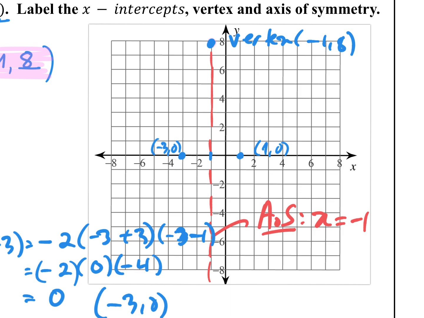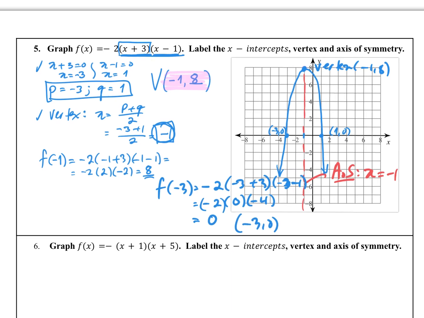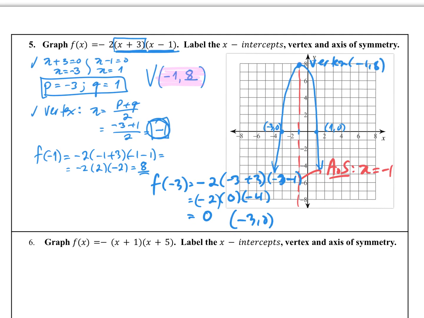Now I can graph my parabola. Okay, so I'm going to start down here. There you go. And on the other side should be smooth. Okay, not perfect, but at least you can see what we are doing here. So this is how you're going to graph functions using the x-intercepts.